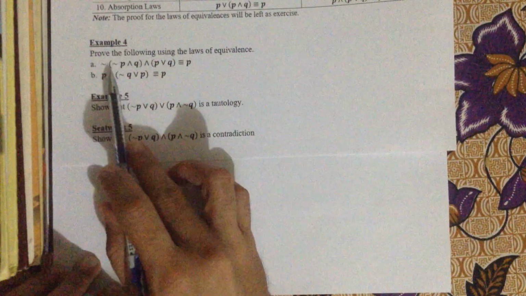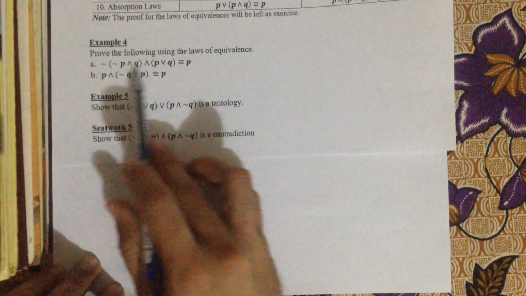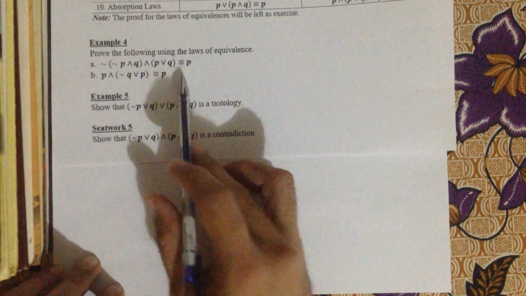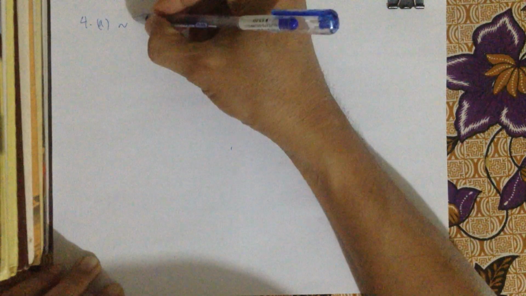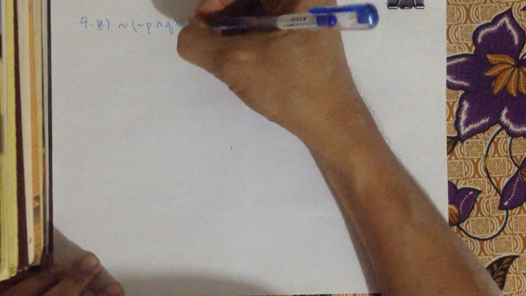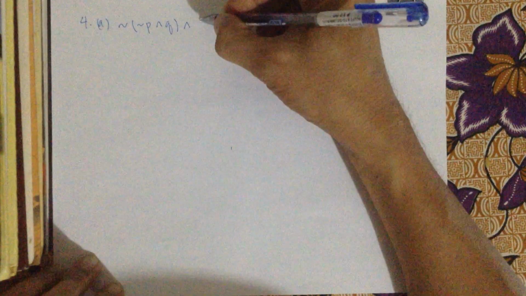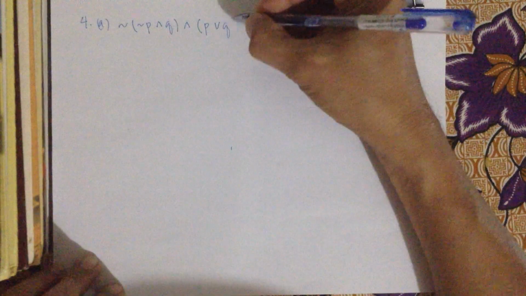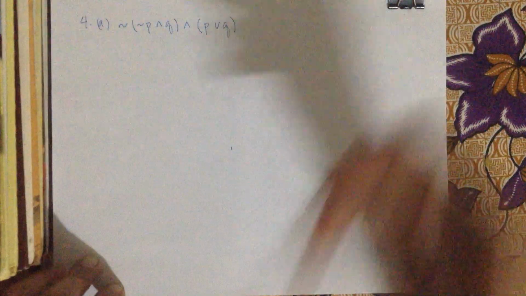Let's start first with the more complicated statement, and then we will simplify this until such time that we obtain P at the end. So we have negation of the negation of P and Q, and P or Q.